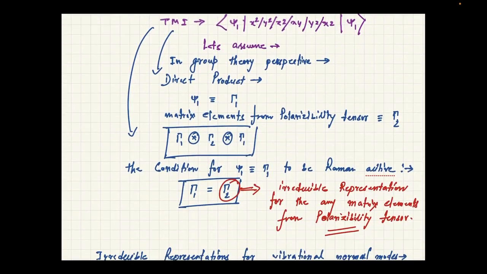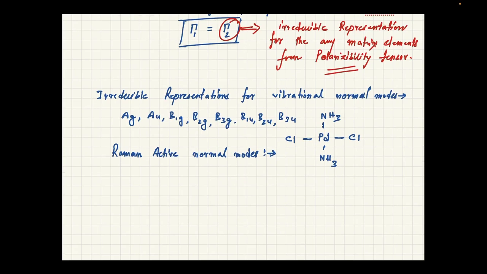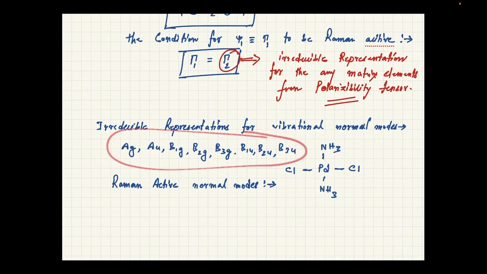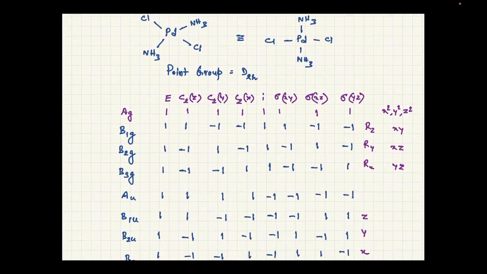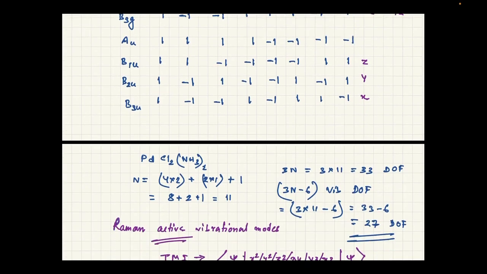Okay, now we just found out that the irreducible representations of vibrational normal modes for the D2H point group will be AG, AU, B1G, B2G, B3G, B1U, B2U, B3U. Now out of these representations, quadratic products like x square, y square, z square, xy, xz, yz act as a basis for the AG, B1G, B2G, and B3G irreducible representations. That means these four representations will be Raman active.